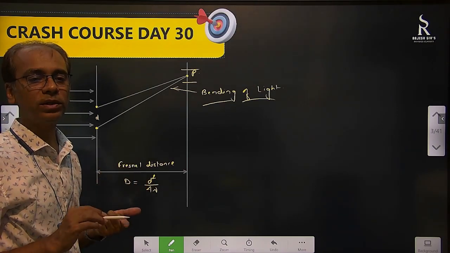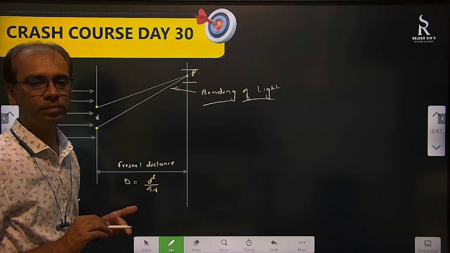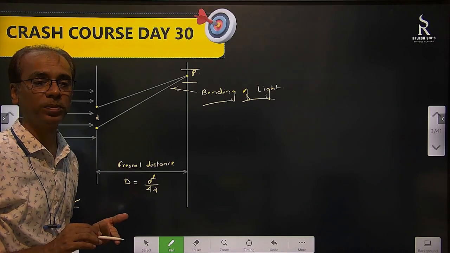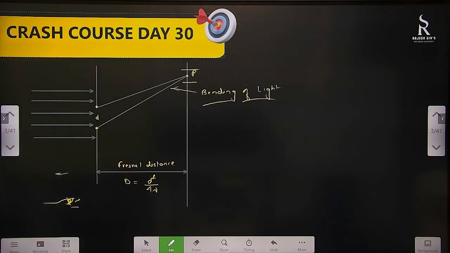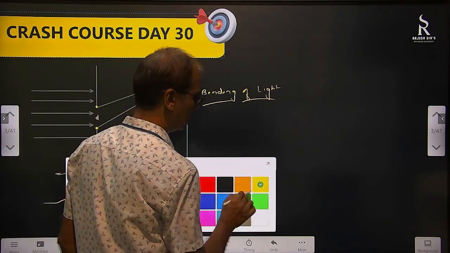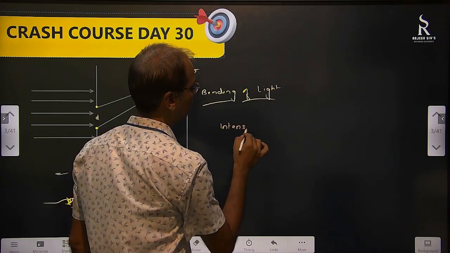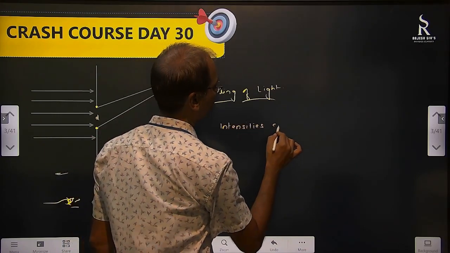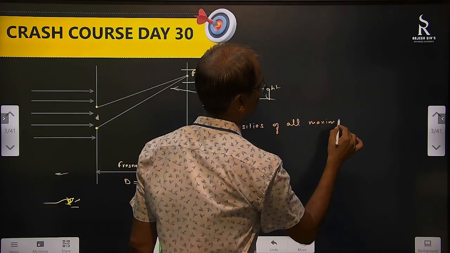Second thing, fringe width also will not be same for all maximum intensities. Fringe width will also not be same. Remember that. So that is the difference between diffraction and interference, Young's double slit experiment. Okay. So what I told you here, intensities of all maxima is not same.